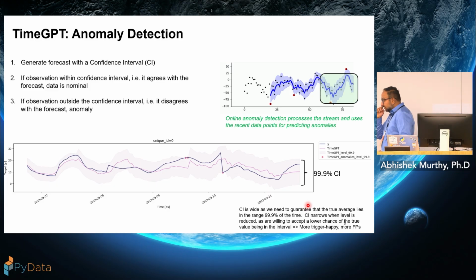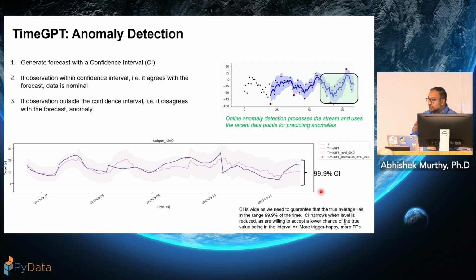So here, essentially the black curve is the observed data point. The pink curve represents the forecasts generated by TimeGPT, right? And this shaded region represents the confidence interval. So a 99.9% confidence interval essentially ensures that the true average value will lie within this region 99.9% of the time, right? This is a pretty strong guarantee, and therefore the confidence interval is wide, right? If you reduce this number, then say for 50%, then you only need to ensure that the true value is within this region 50% of the time.